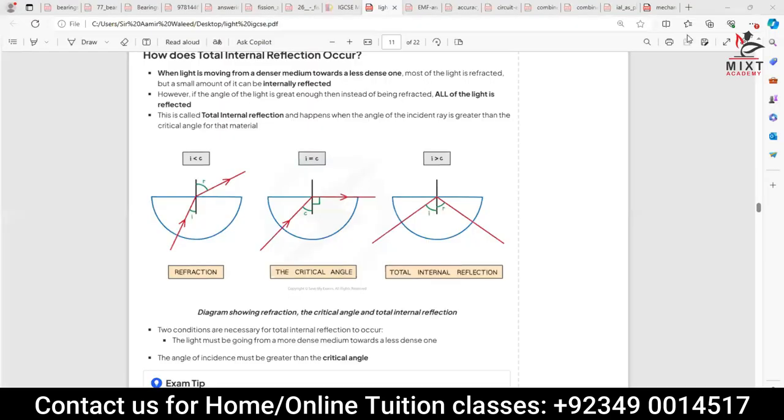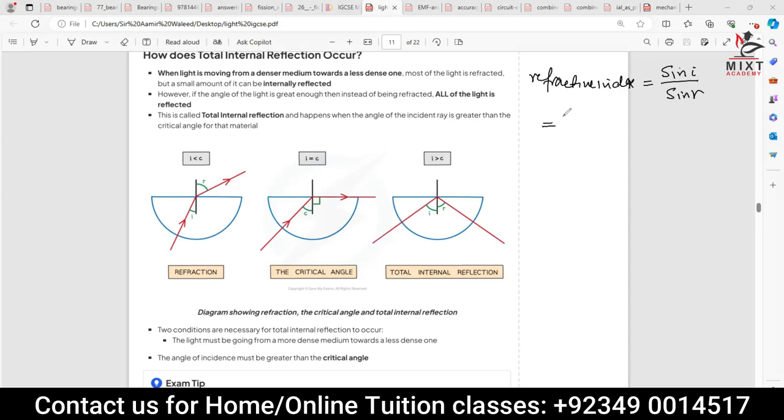The point here is very interesting. There are formulas related to this chapter. One formula was refractive index equal to, and what was it? Refractive index equals sine of i over sine of r, where i is the angle of incidence and r is the angle of refraction.